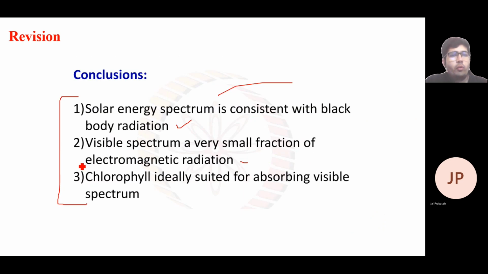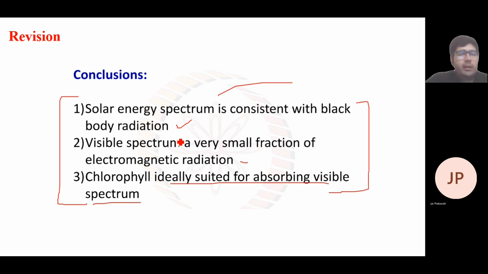And third is chlorophyll. Chlorophyll is ideally suited for absorbing the visible spectrum. So the three conclusions are: the solar energy spectrum is consistent with black body radiation, the visible spectrum is a very small fraction of electromagnetic radiation, and chlorophyll is ideally suited for absorbing the visible spectrum. So that's how plants produce oxygen.